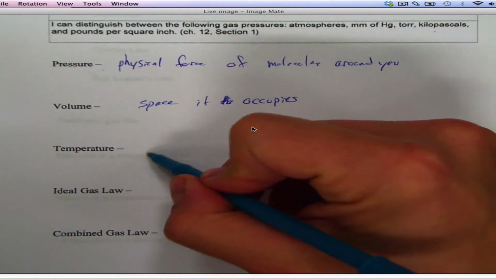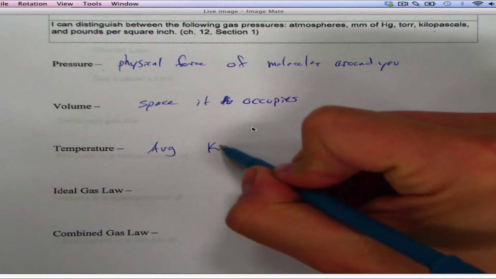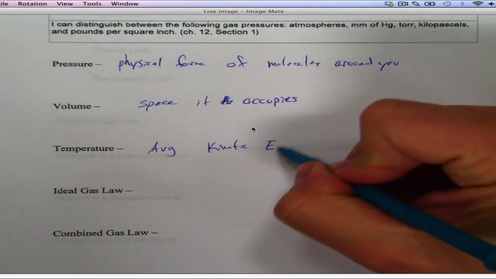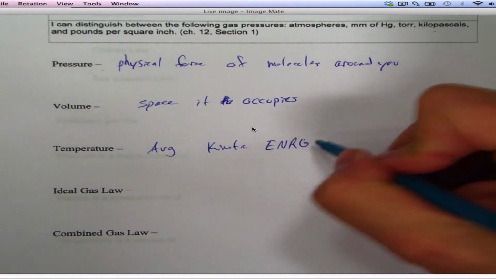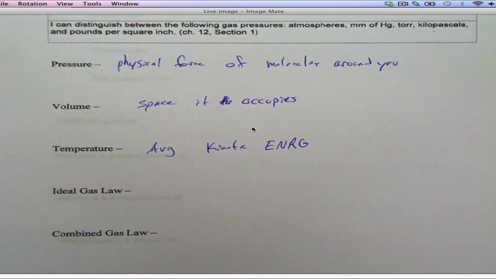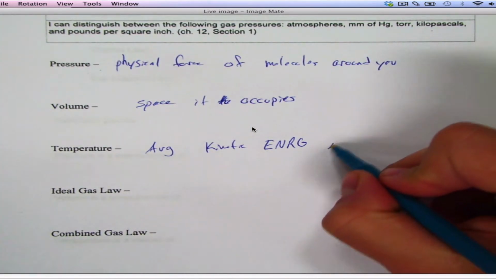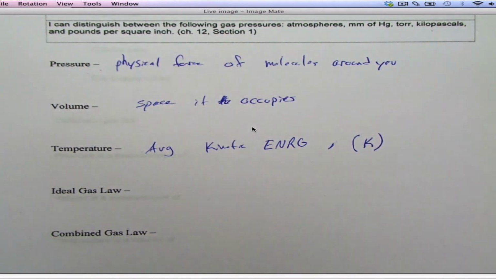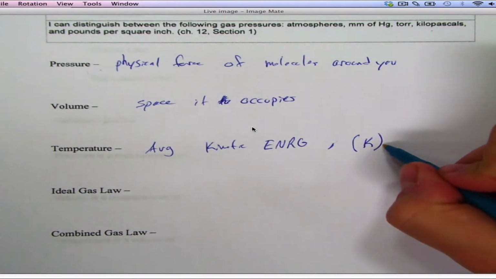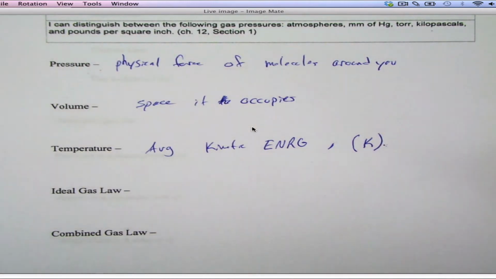All right. Temperature. Obviously, we know what temperature is. Temperature should be the average kinetic energy. Okay, yeah, I spelled it wrong, but it's a short abbreviation. All right, it's the average kinetic energy of the molecules around you. And when we're talking gas laws, we want to have all of our calculations in Kelvin. We don't want any negative numbers because it's going to throw it off. So realize when you have Celsius, convert it to Kelvin. When you have Fahrenheit, convert it to Kelvin. Everything should be in Kelvin for these calculations so that you don't get negative numbers.